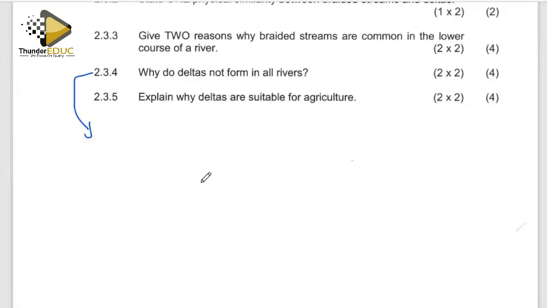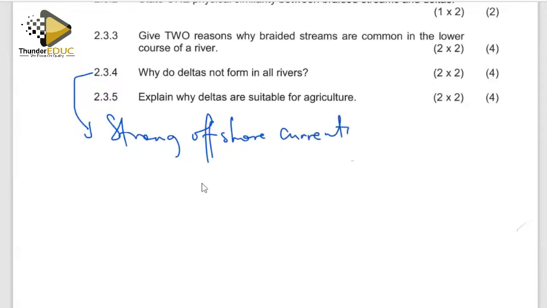Right. I'll give the reasons and just try to explain. Right. One reason is strong offshore currents. Right. If a river is exposed to strong offshore currents where it reaches its mouth, automatically it means the deposited material is going to be transported away from the mouth and not accumulate at the mouth because of the strong offshore currents. They prevent the accumulation of deposits. Right, that is reason number one.